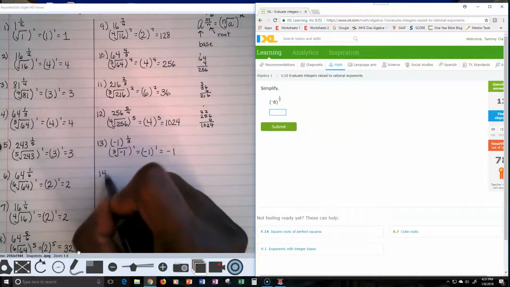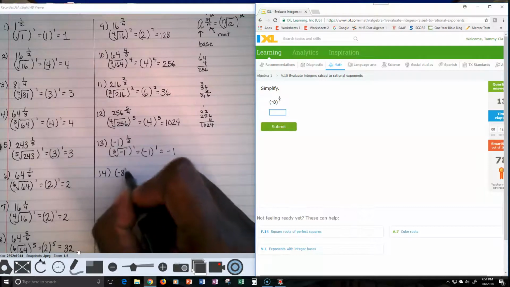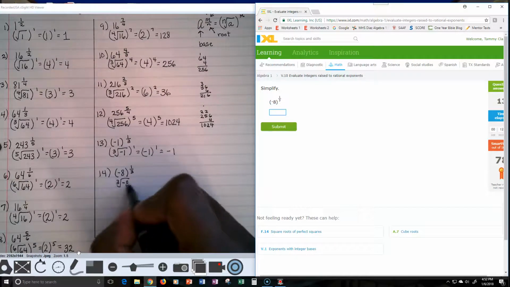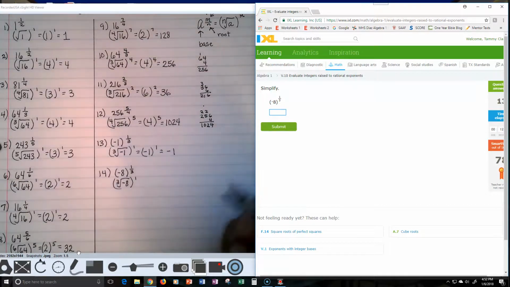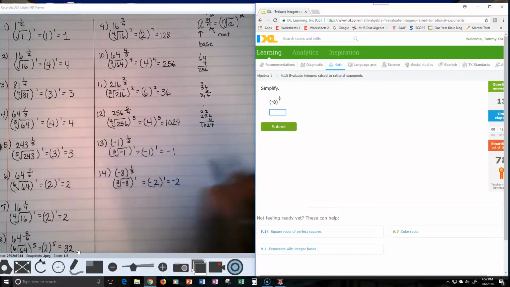We'll make this one the last one. So we've got -8 raised to the 1/3 power. So I'm going to take the cube root of -8 and I'm going to raise that to the first power. Well, what negative number tripled gives you -8? Well, that would be -2. Raised to the first power is -2.